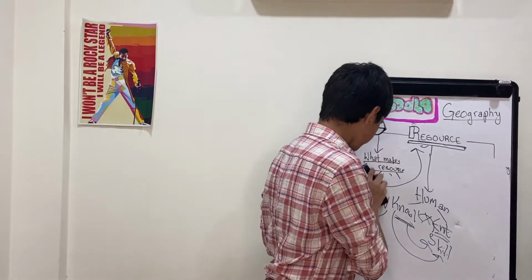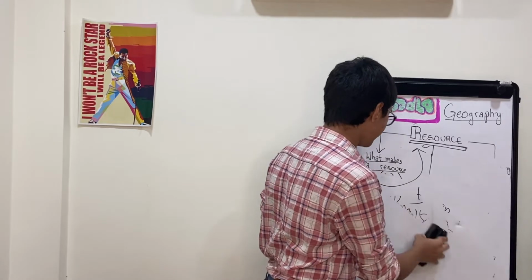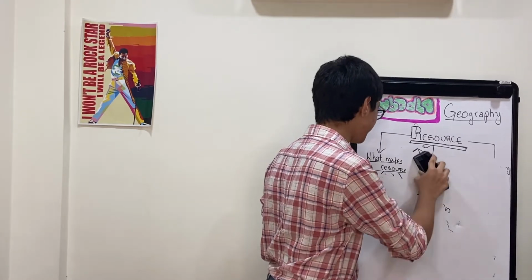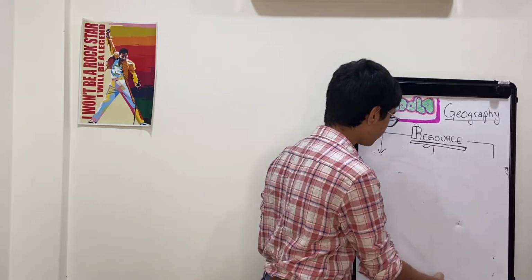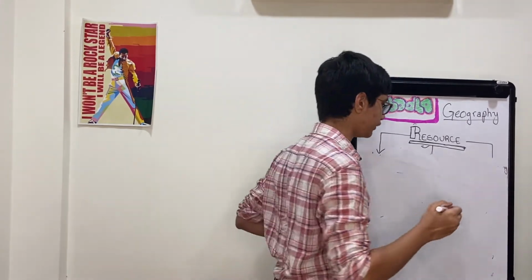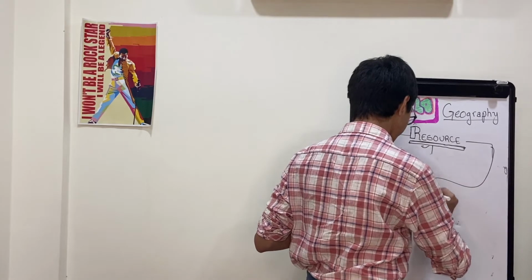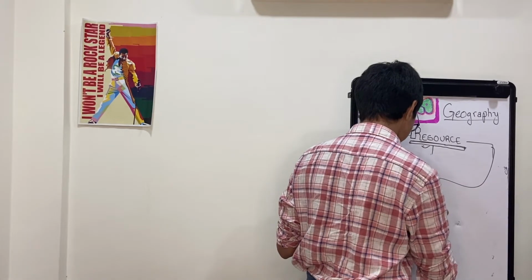Now, we'll look at the final topic in this chapter. And again, this is a very small chapter, so no need to worry. It's an easy chapter and a very small one, but you have to remember the objectives very well. So the final topic that we were talking about was the conservation of resources.